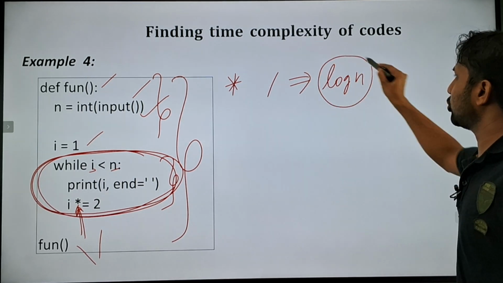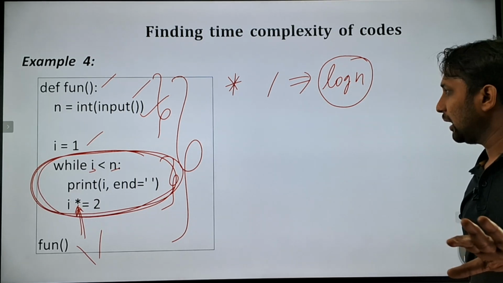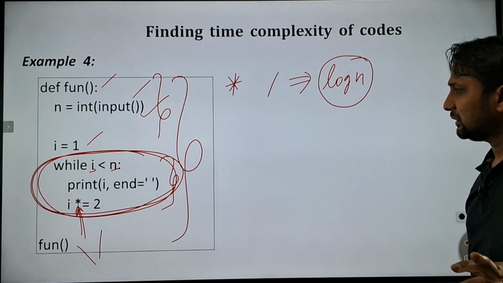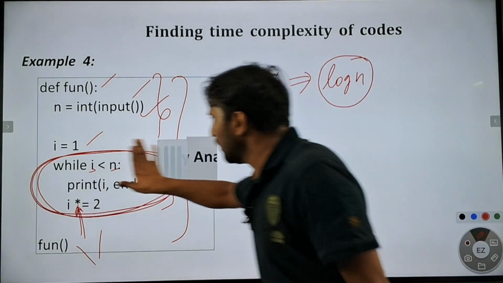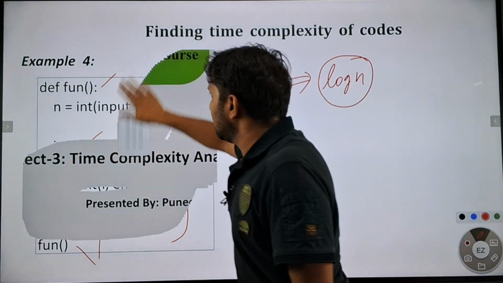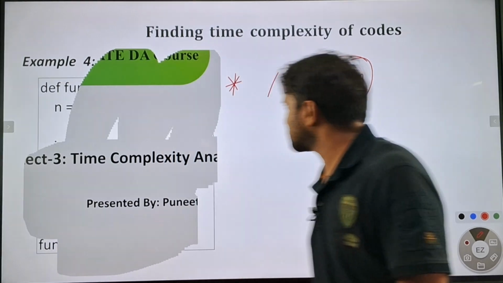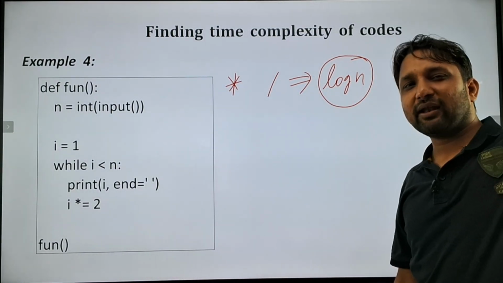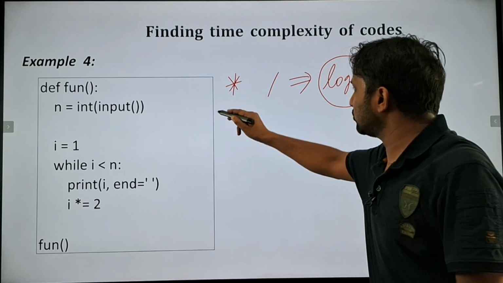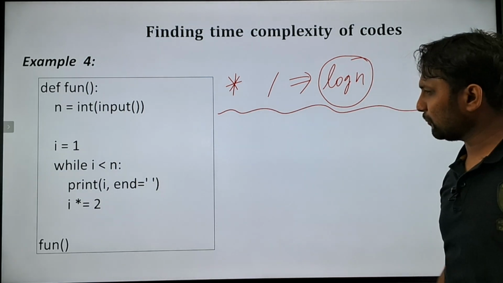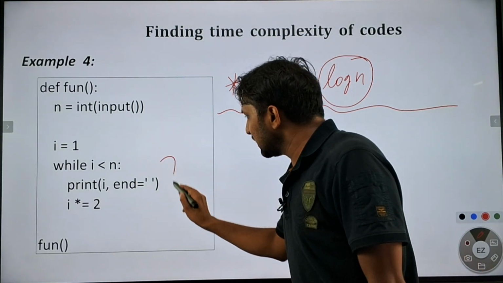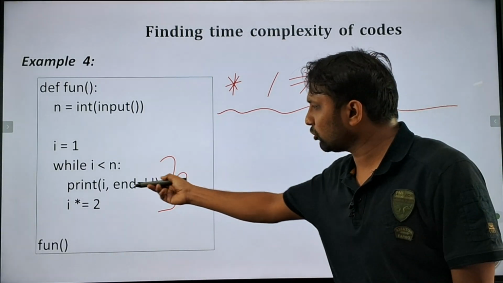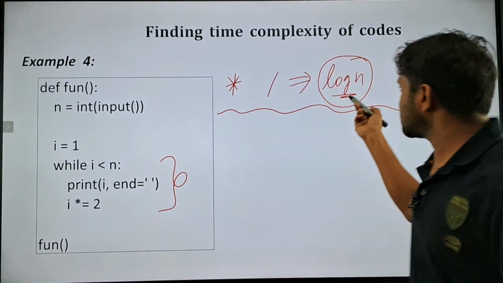Take the thumb rule. Otherwise, if you want the mathematical proof, that will also take two more minutes. Let me prove it by mathematics. If you are not able to understand the mathematics, don't worry, just follow the thumb rule. That will work everywhere. Otherwise, we can prove how this loop is executing log n times. That is the time complexity, log n.